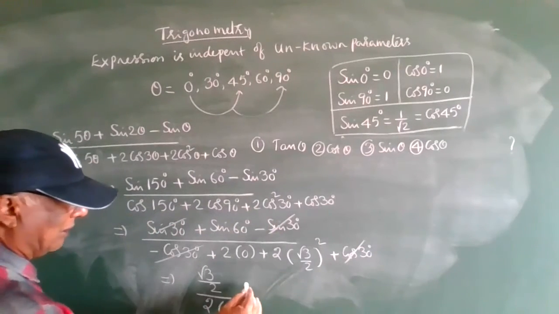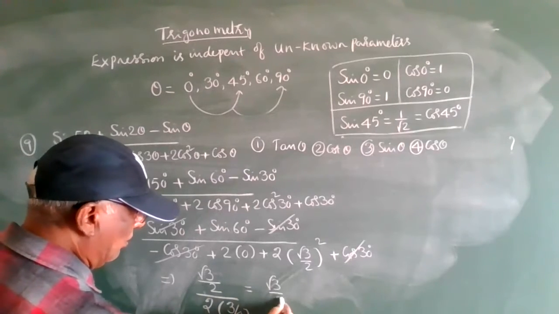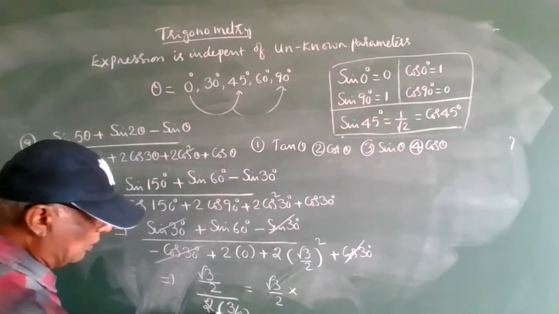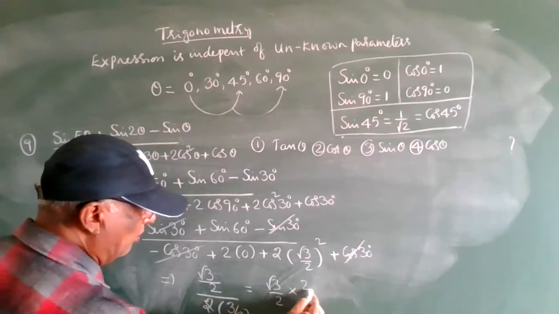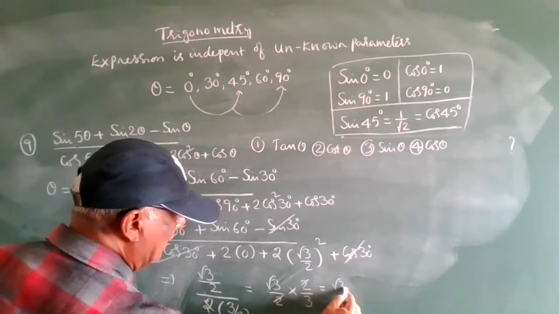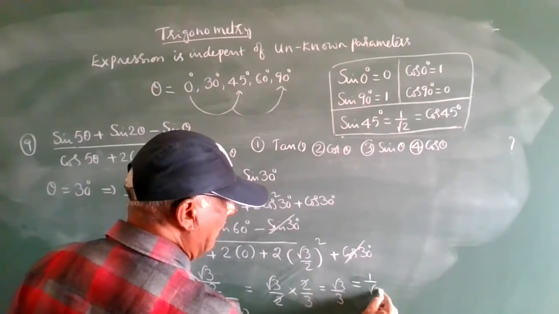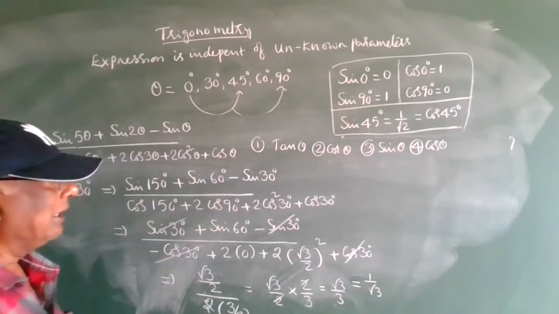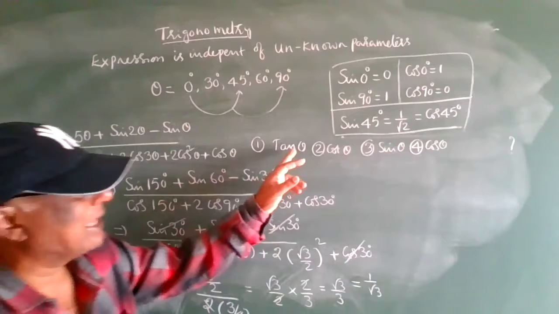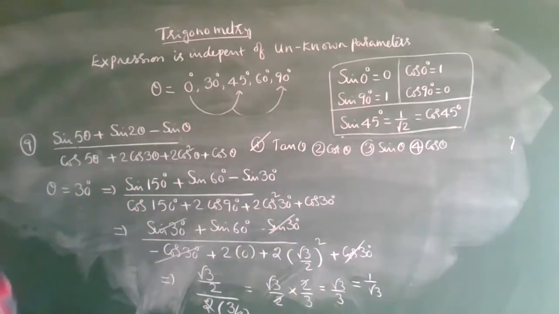Now write down the reverse. So root 3 by 2 into 2 times, the 2 is cancelled, 2 by 3. So 2 cancel, root 3 by 3. Its answer is 1 by root 3. Theta is 30 degrees. Tan 30 is 1 by root 3. Therefore, the first option is the correct one.